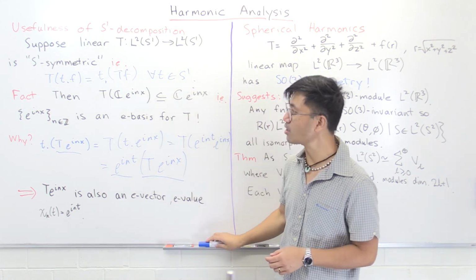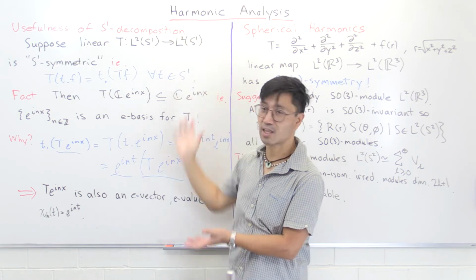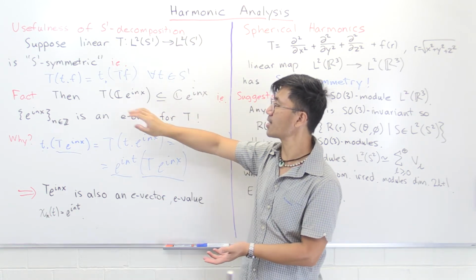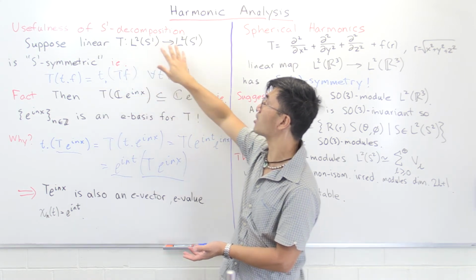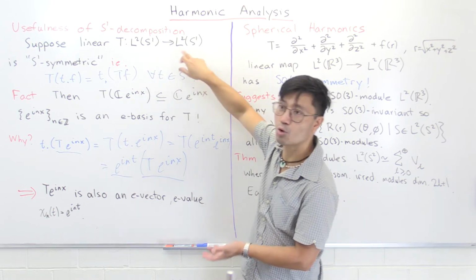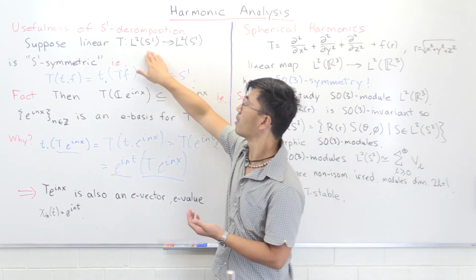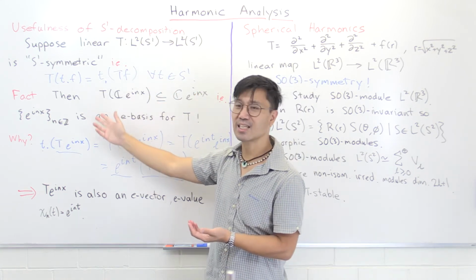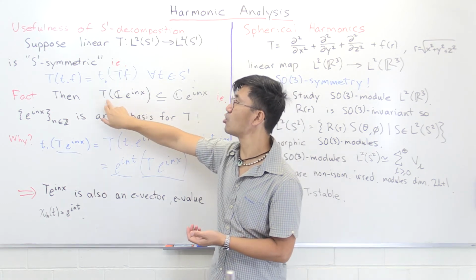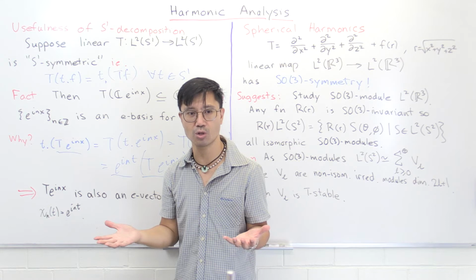Okay, so let me just reiterate here and explain again why this is such an interesting thing. Firstly, it's going to tell us a little bit about linear maps from L2 S1 to L2 S1. And it's important here to note that this S1 is a group in this case, so it has some S1 symmetry. So what it does is it basically gives you an eigenbasis, and it gives you an eigenbasis as soon as you know that T is S1 symmetric. That's the only piece of information that you know about that.